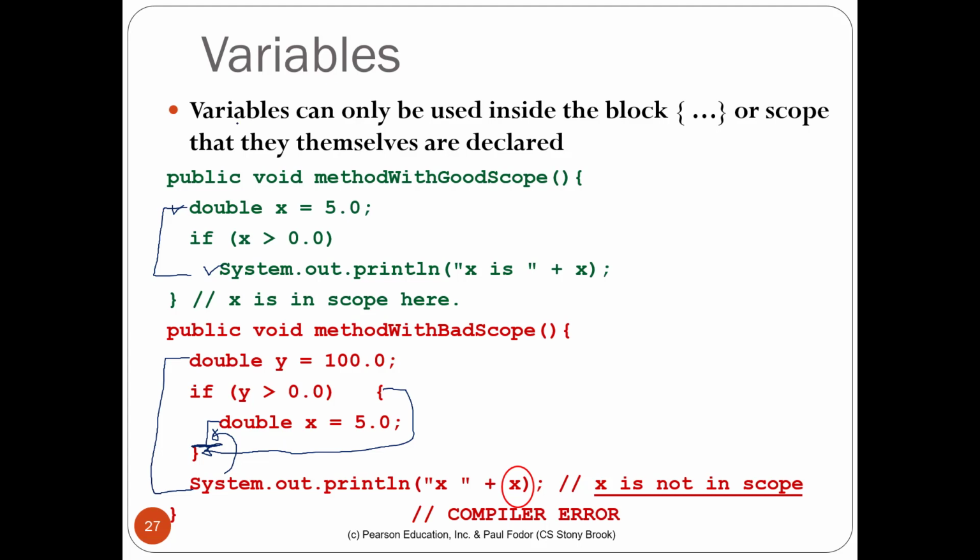Alright, so that's the point. Variables can only be used inside the block or the scope in which they themselves are declared, right? So the scope of x is this block, which is an if block. Outside that you cannot access x. If you do, you'll get a compiler error.